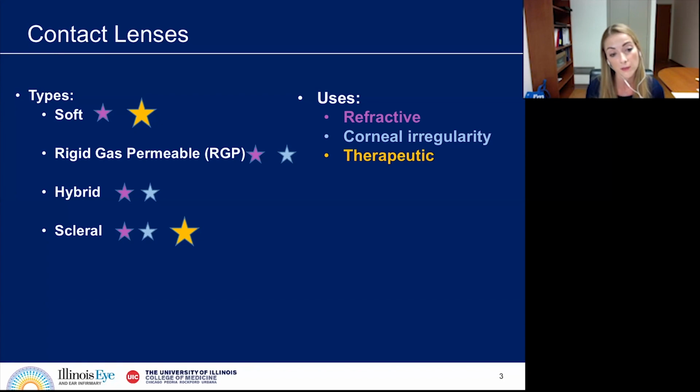And then the last one is the scleral lens, and this one has really gained more popularity over the last 10 years, even though it's been around for a long time. It is becoming more common to use it for normal corneas, but it's most beneficial for patients with corneal irregularity to help with the optics, and therapeutically to help with ocular surface disease. So today our focus is going to be on soft and scleral lenses.